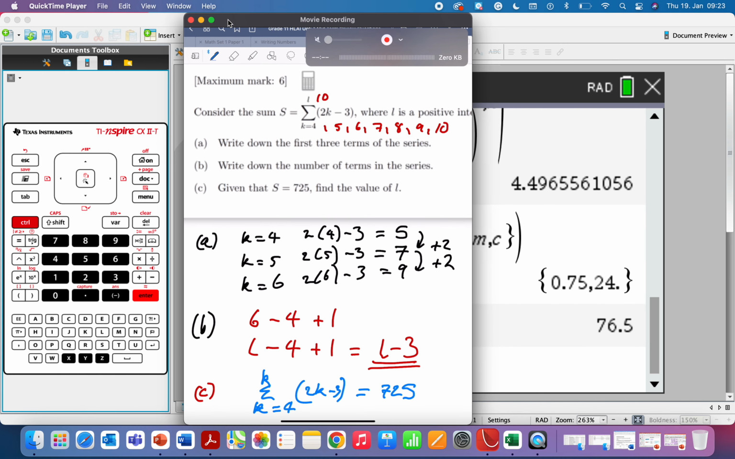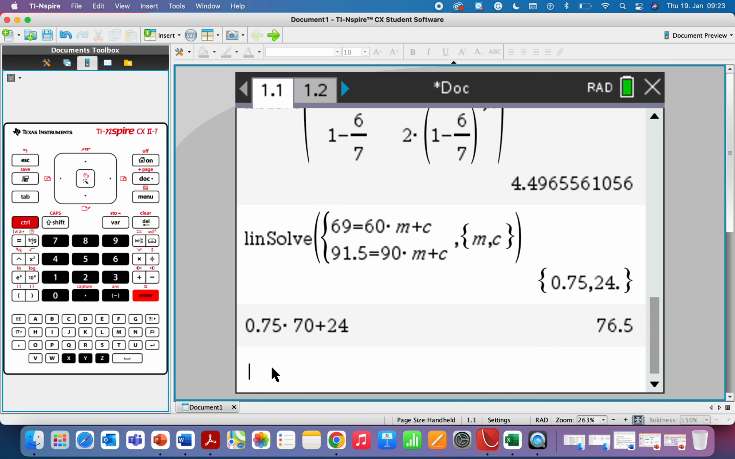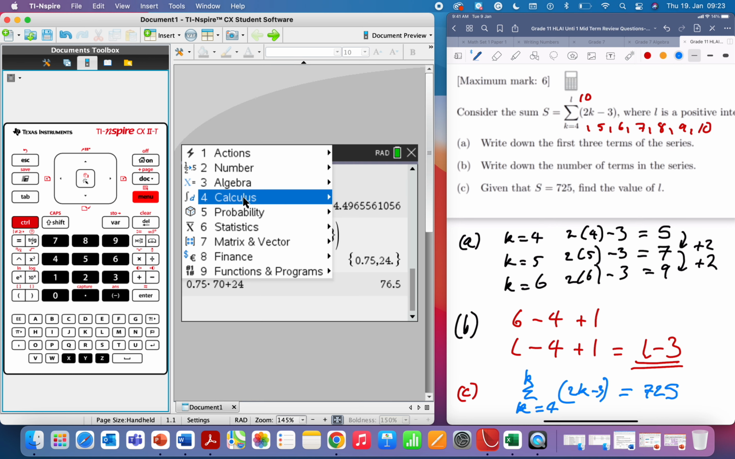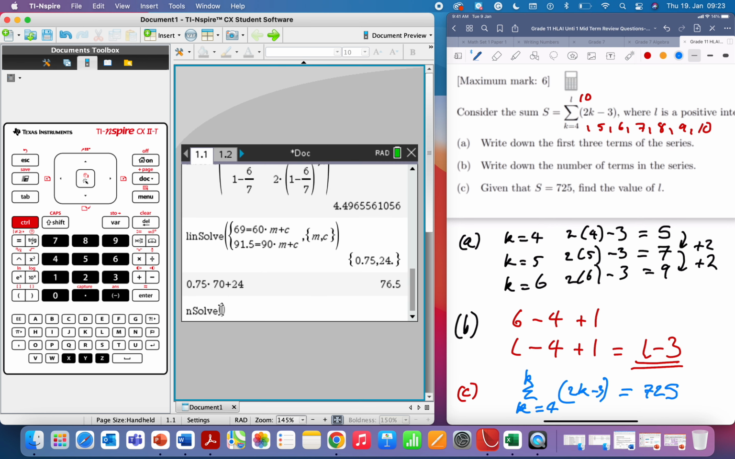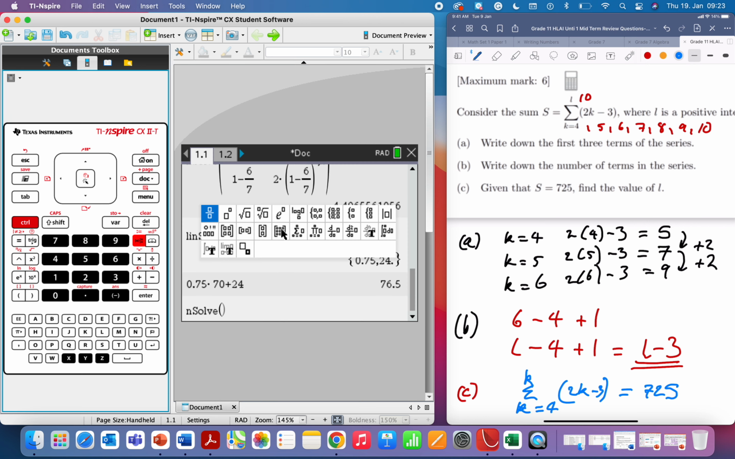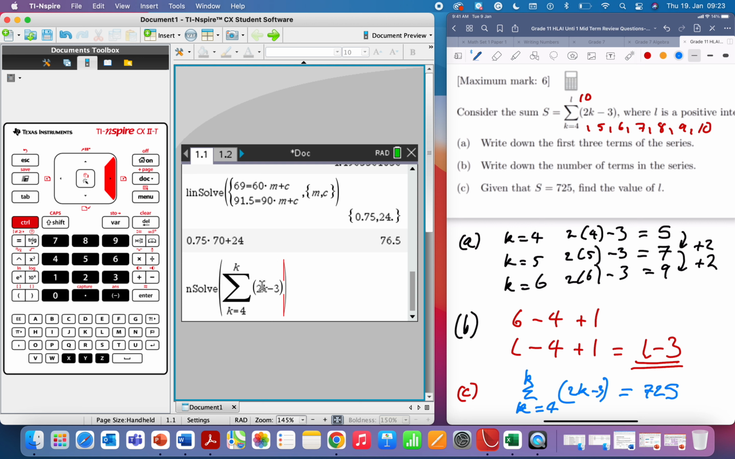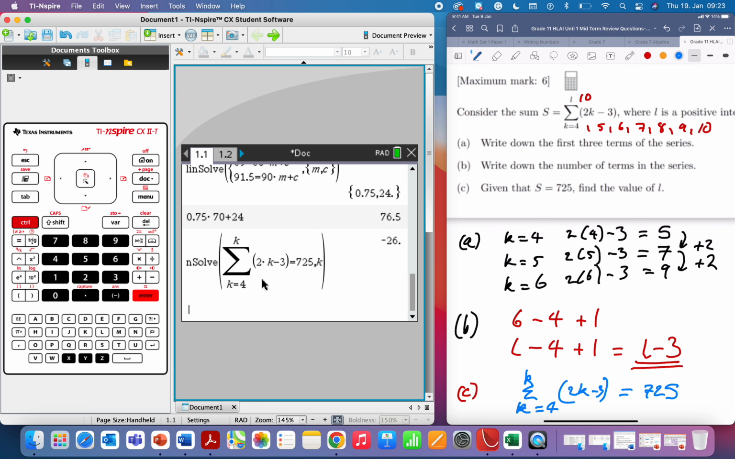Some of you are doing that already on your calculator. That's great. So let's get this open. Let me make this side by side. Okay. Menu. Algebra. Numerical solve. I need the sigma button. I'll stick to their k. You can switch to n if you like. K equals 4 up to k here. And then this is 2k minus 3. And that has to equal 725. And that has to be comma, solve for k. And we've got k is negative 26.